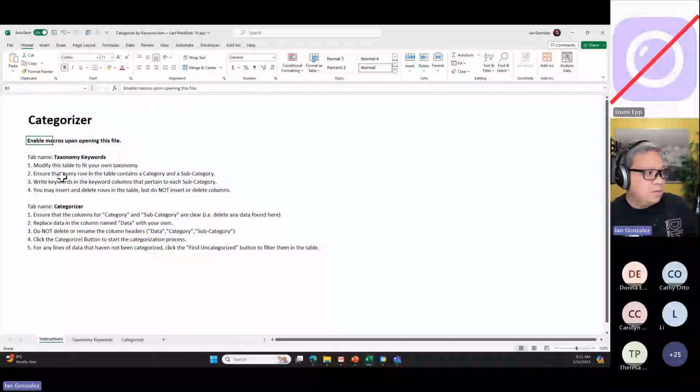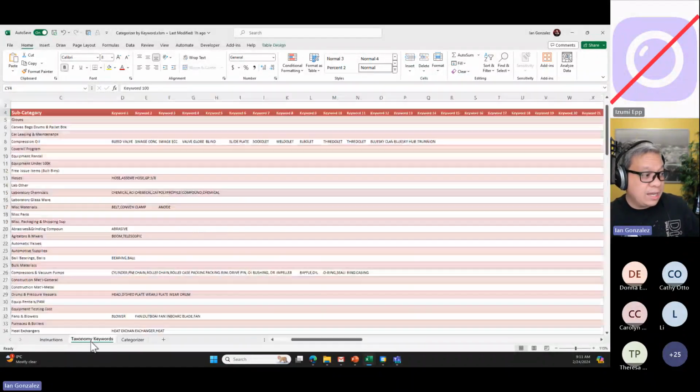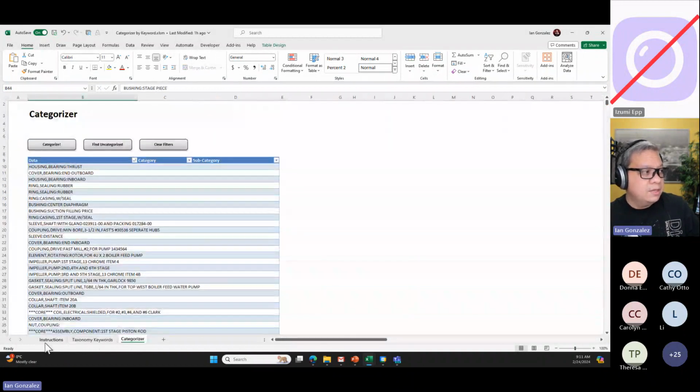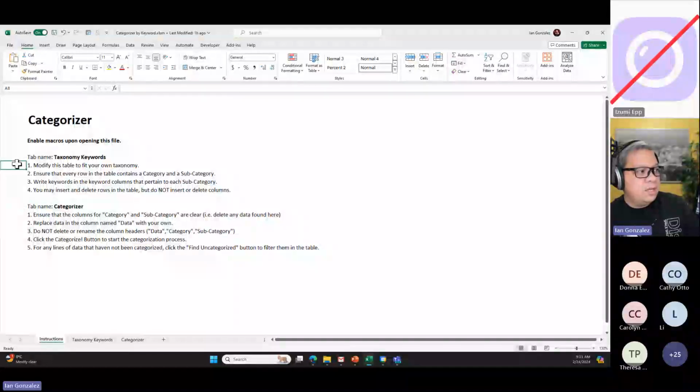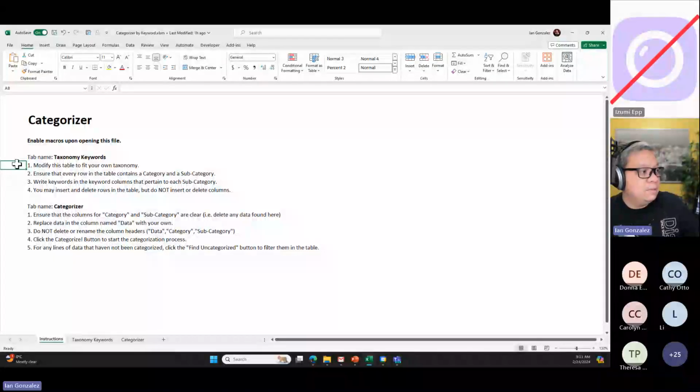Okay, so first of all, go through the instructions. There are two important tabs to remember: the taxonomy keywords tab and the categorizer tab. Okay, this file only has three tabs: instructions, the taxonomy keywords, and the categorizer. So in your taxonomy keywords, you can modify this table to fit your own taxonomy. The file is not protected, okay? So you can change the content of the table.